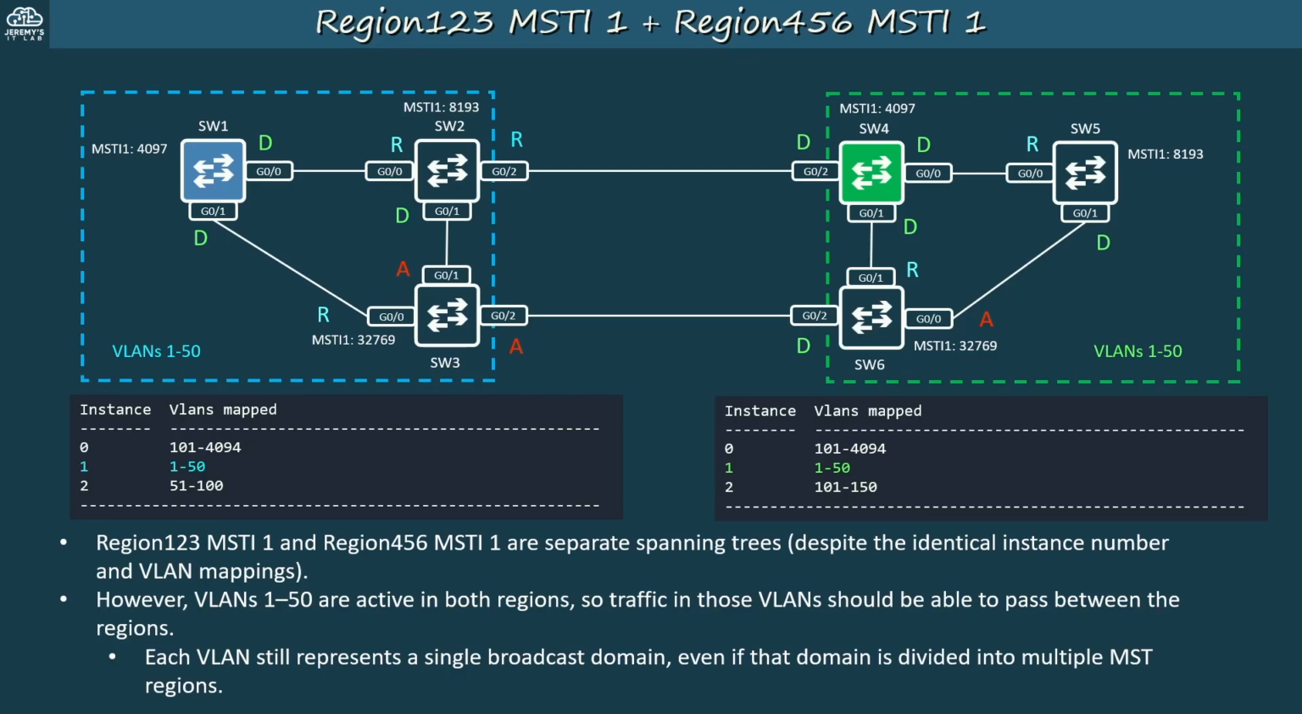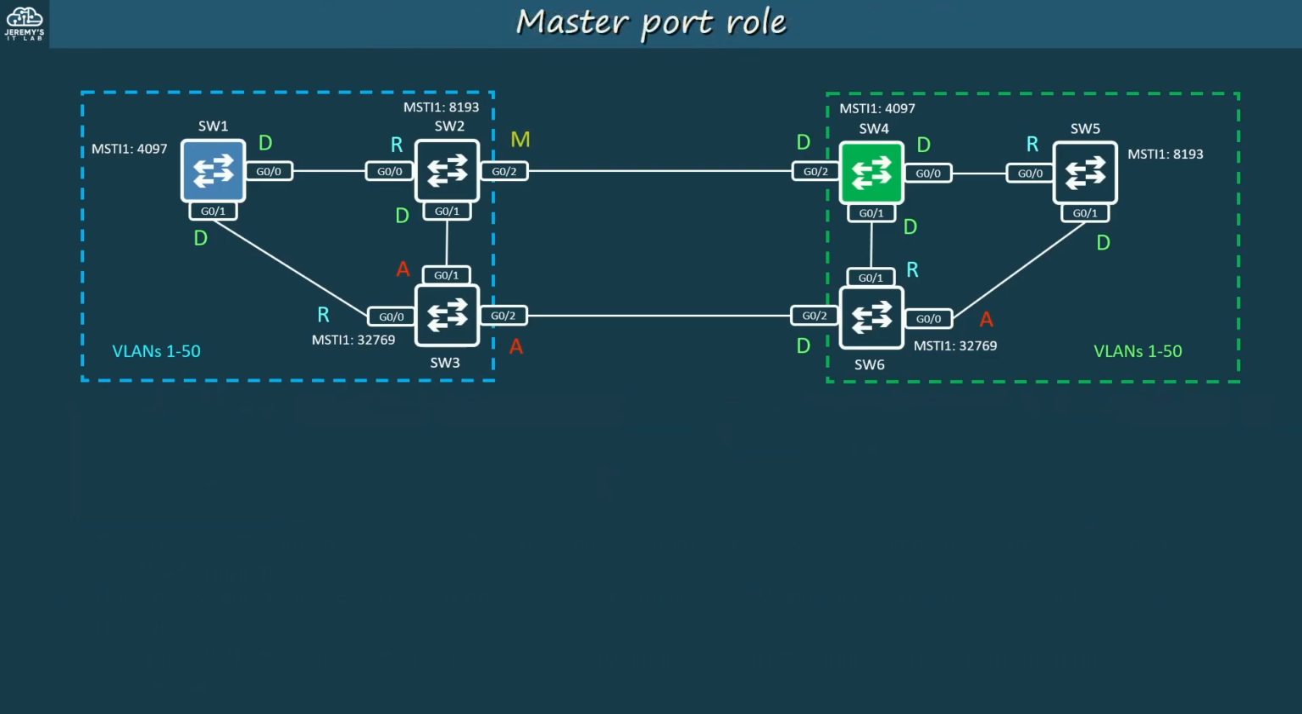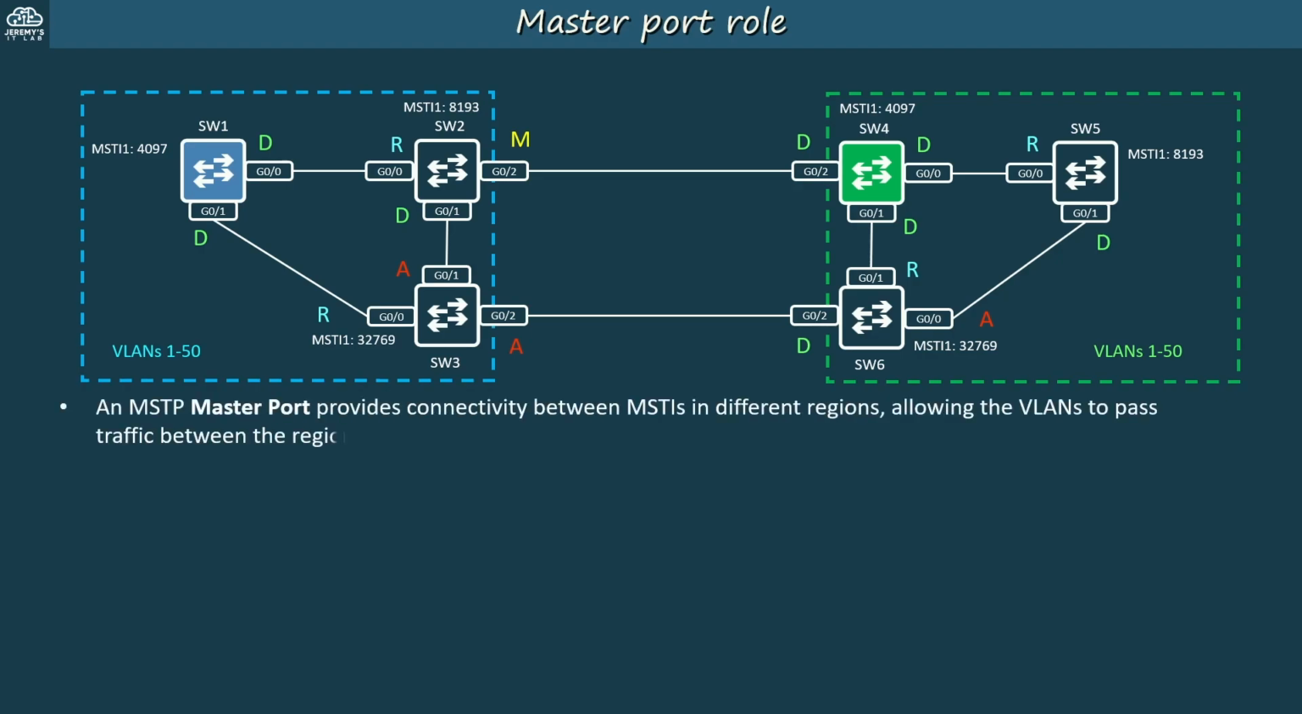However, in MSTI 1, we can't use these port roles as is. The root bridge in MSTI 1 is switch 1, and switch 2 already has a root port, G0/0. Switch 2 G0/2 can't be a root port, so what is its role? It has a new role, the master port role. An MSTP master port provides connectivity between MSTIs in different regions, allowing the VLANs to pass traffic between the regions.